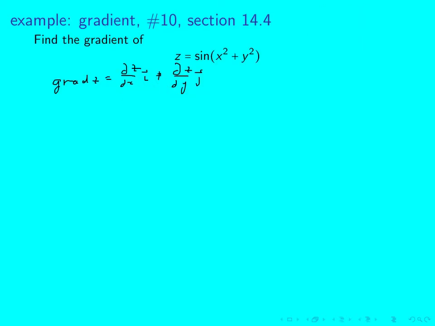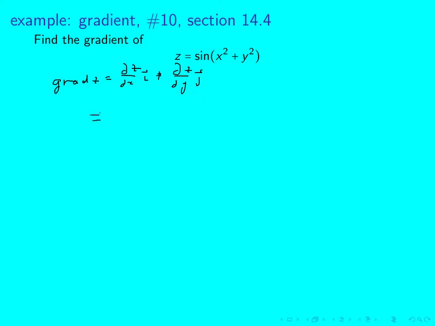Let's do an example. We want to find the gradient vector of this particular function, sine of x squared plus y squared. The gradient of this function z is the partial of z with respect to x times the unit vector i plus the partial with respect to y times the unit vector j. So all we need to do is find these two partial derivatives.